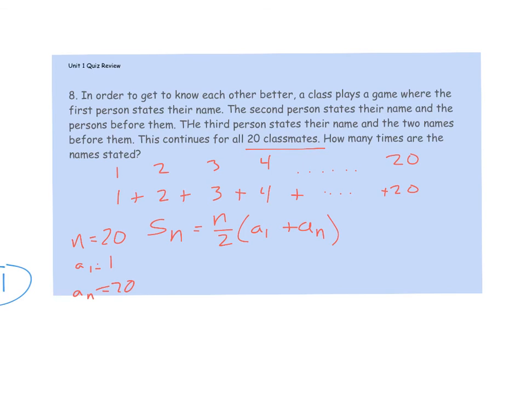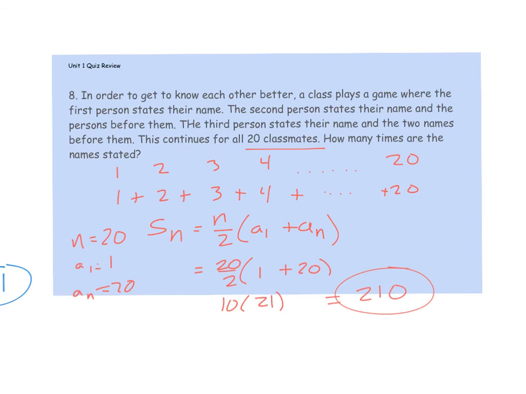So plugging everything in here and adding up all the names that were said. My name was said 20 times. Johnny's name was said 19 times, so on and so forth. There's 20 people doing this. A sub 1 is 1. A sub n is 20. So this is 20 divided by 2 is 10, times 1 plus 20 is 21. If you multiply this, 210 names were said in this little activity where we're trying to get to know everyone's names. So that's the review.